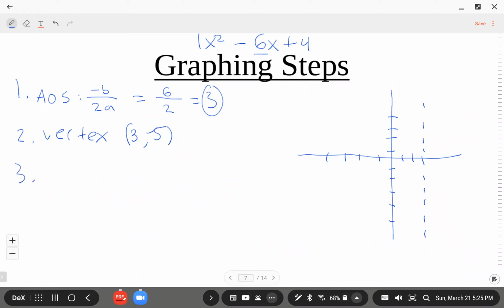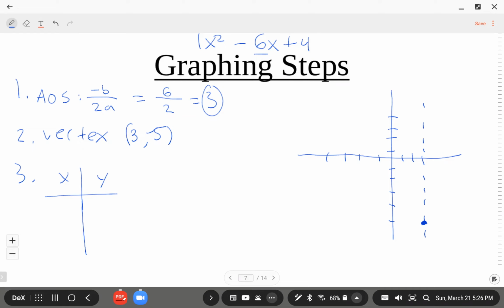Third step, let's graph our vertex real quick. Step 3 is finding 2 points that are close to the AOS. Once you find these 2 points, you can determine if it's facing up or down. Let's find 2 points that are really close to our AOS, 2 integers, because they are easier to work with. So let's make our little graph here. Usually you need 2 points, not just one. You need 2 points to fully grasp how the parabola is going to work.